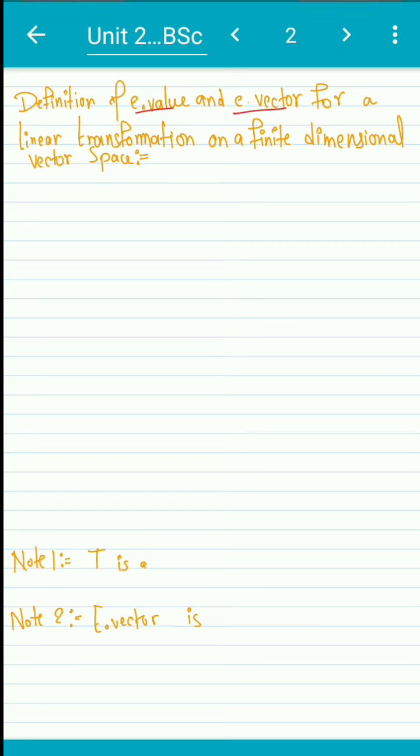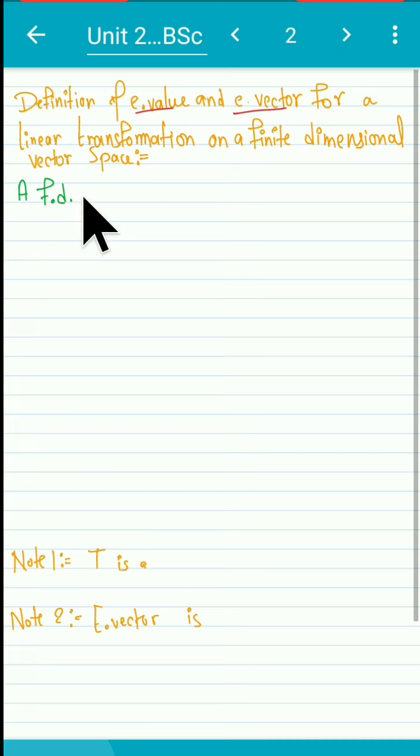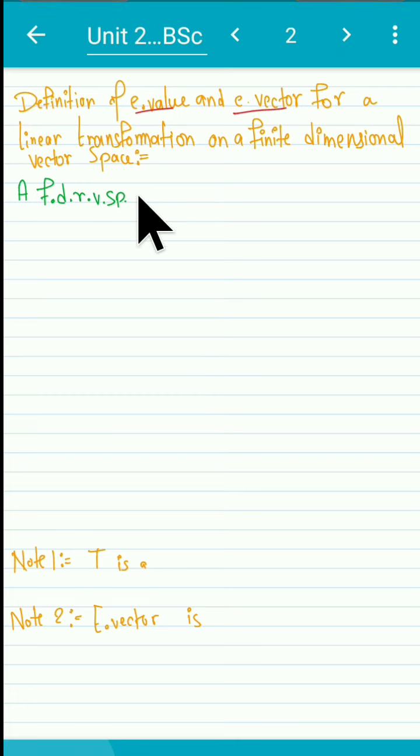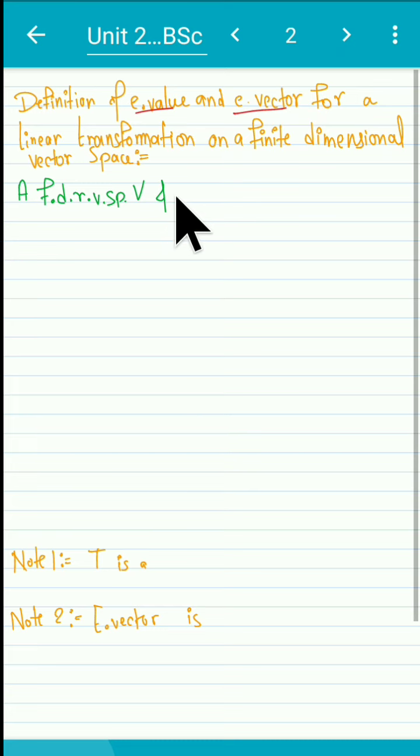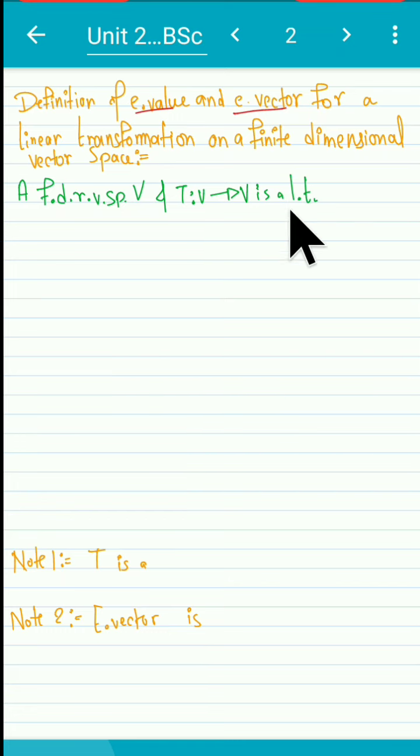So let me consider a finite dimensional real vector space. The short form will be used by me to write finite dimensional real vector space. I hope you are okay with it. So a finite dimensional real vector space V, and T from V to V is a linear transformation. LT means linear transformation. These are nothing but two short forms.